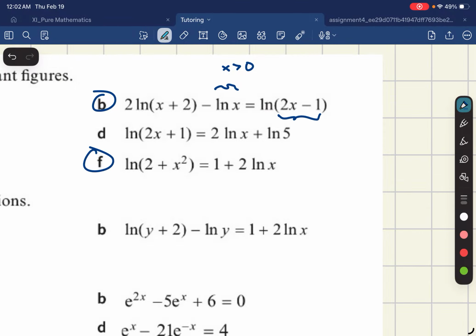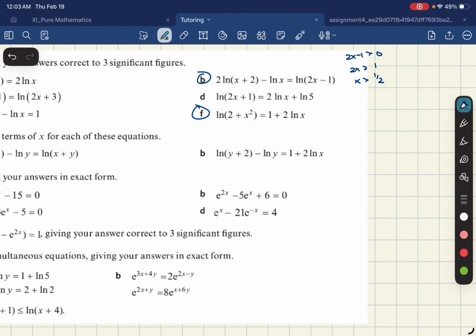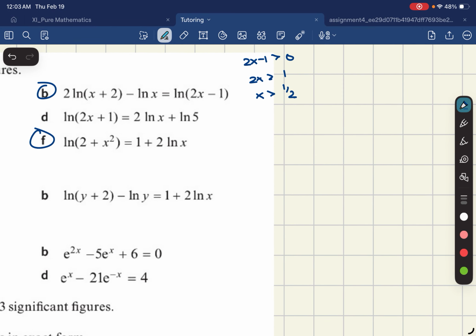And this tells me that 2x minus 1 has to be bigger than 0. So 2x has to be bigger than 1, and x has to be bigger than 1 by 2. And we don't have to change the direction of the inequality because 2 is positive. So x is bigger than 1/2, and if x is bigger than 1/2, it's automatically bigger than 0. So now that we know that x has to be bigger than 1/2, we can start solving.